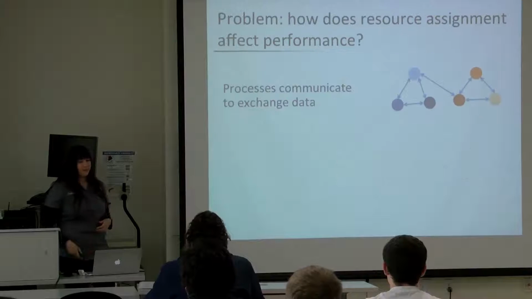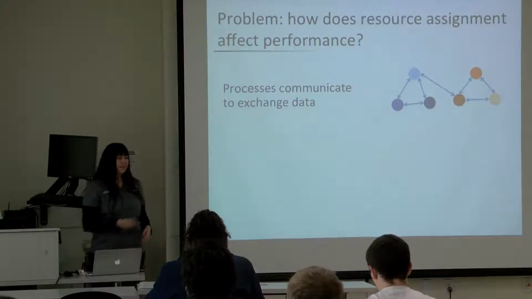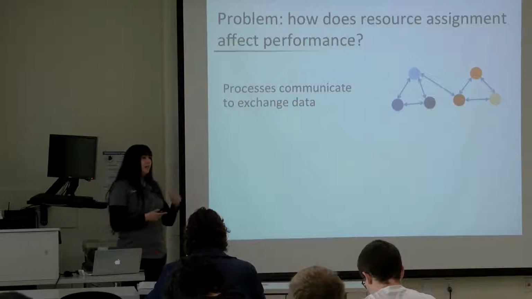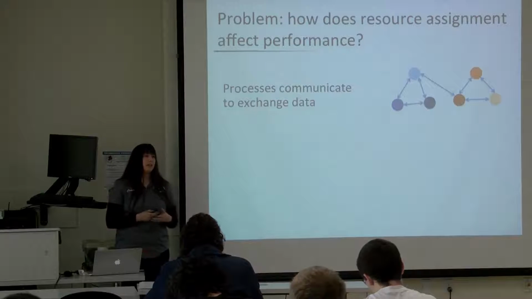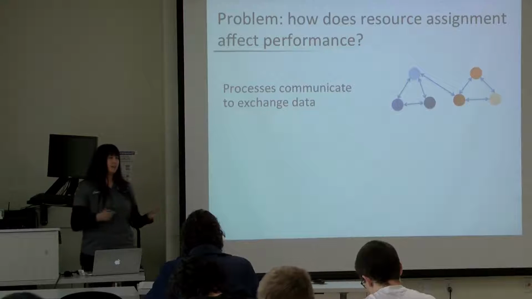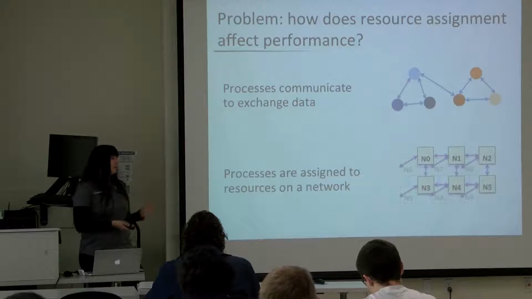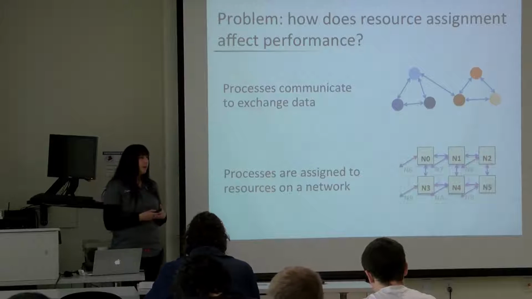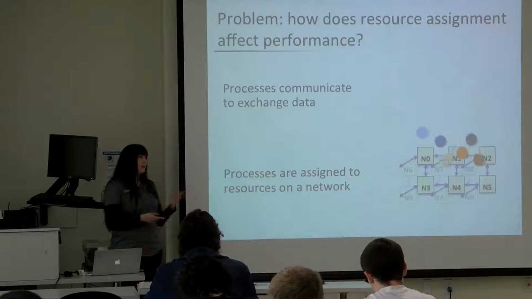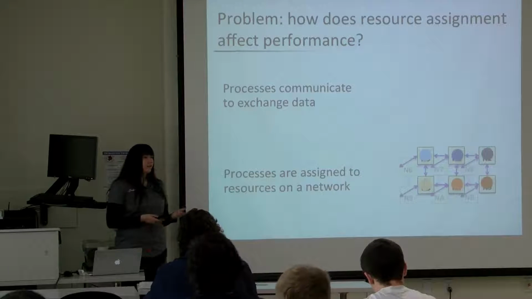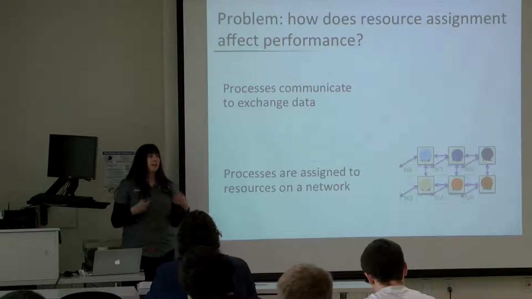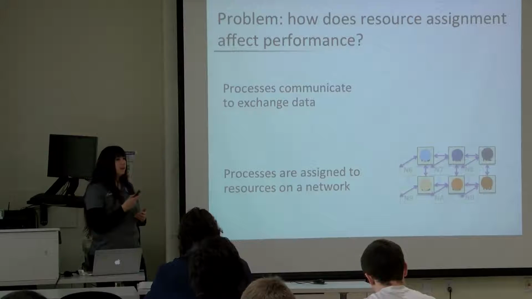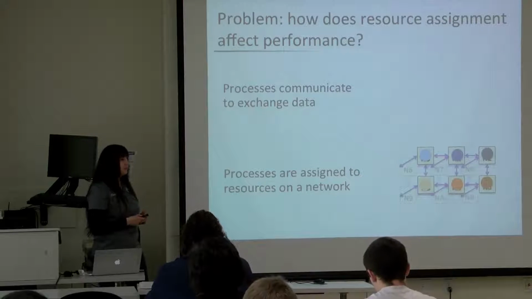So my first problem: how does the resource assignment affect performance? I'm back to this idea of the processes, and they have arrows between them. They are communicating to exchange data. That's in the abstract software space. But at the same time, I'm going to have to assign them to some network. They actually have to run on real machines. But I have some choice on how I want to assign those processes to the different nodes. And I want to understand why some work better than others, so that I can then go into the future and start from a good place.